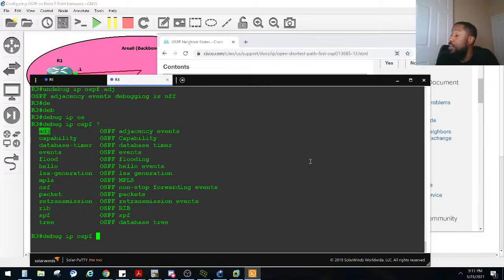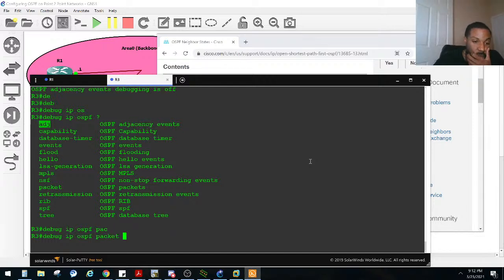We already wrapped up the lab. We're just kind of going over the neighbor states and doing a little bit of debugging. So this is just a little bonus that we're doing. We already wrapped up the lab at around 8:55. So let's go ahead and do OSPF packets, and we'll take a look at those packets, right?